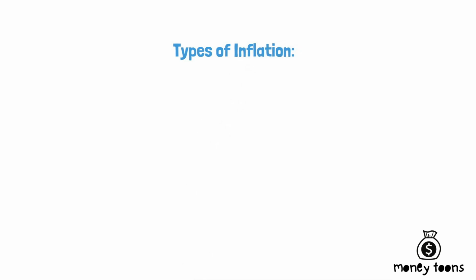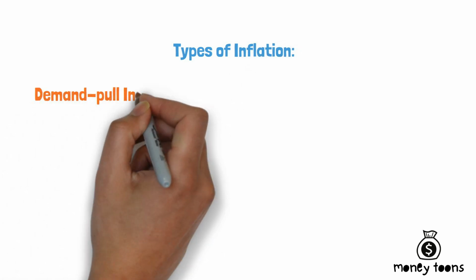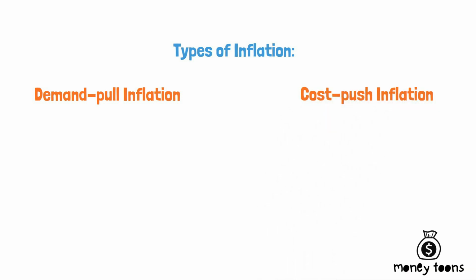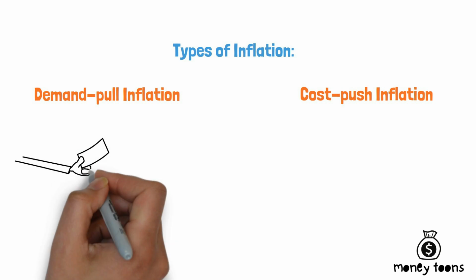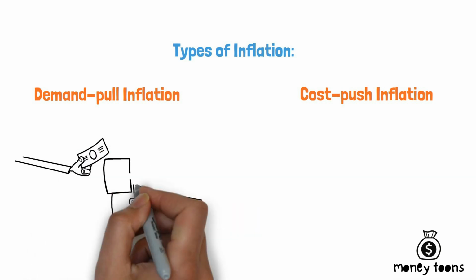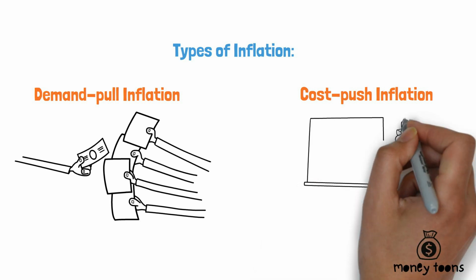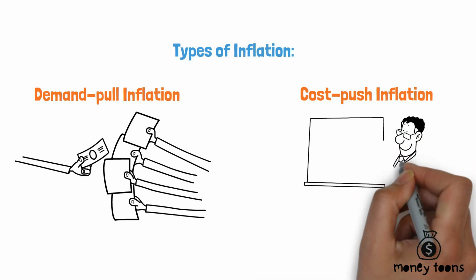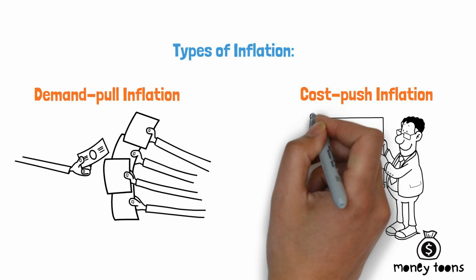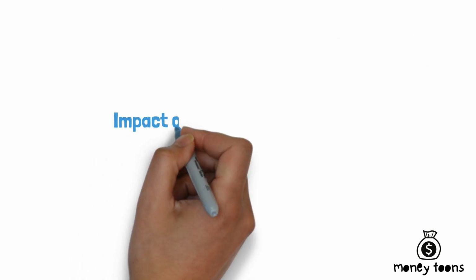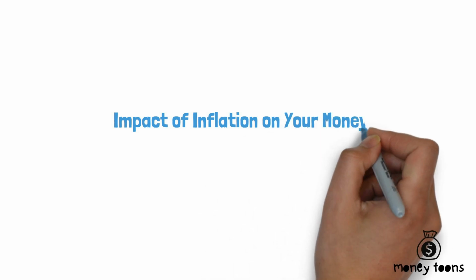Types of inflation. There are two main types of inflation: demand pull inflation and cost push inflation. Demand pull inflation occurs when demand for goods and services exceeds the supply, leading to an increase in prices. Cost push inflation, on the other hand, occurs when production costs increase, leading to an increase in prices. Understanding the different types of inflation can help you make informed decisions about your finances, especially during times of economic uncertainty.